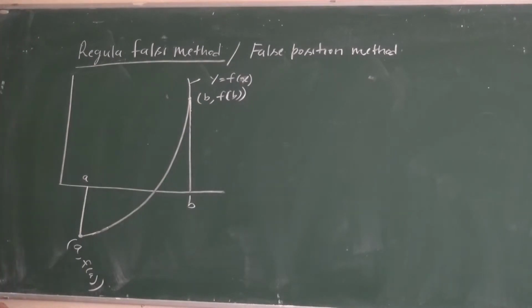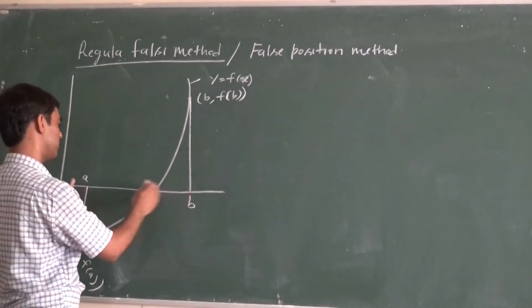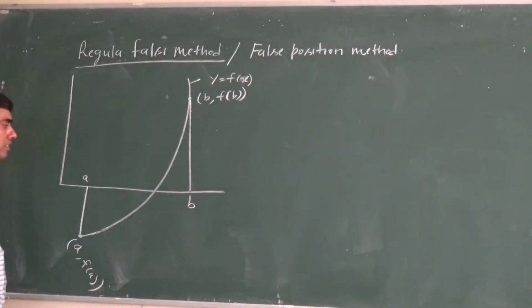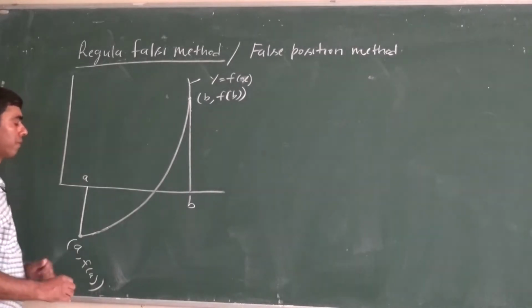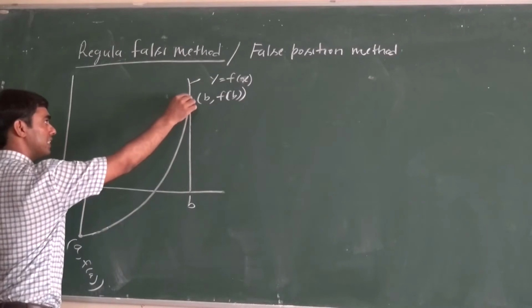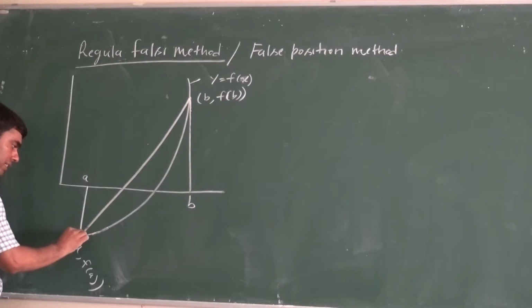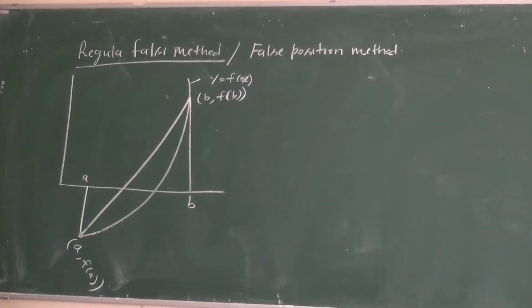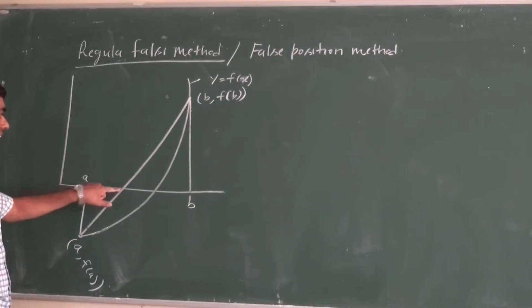Now, what will happen in the Regula Falsi method? In the bisection method, we find the average of these 2 points, (a plus b) by 2, the midpoint of this interval. But in the Regula Falsi method, we draw a straight line between these 2 points. Then find the equation of this straight line, then the point of intersection with the x-axis.